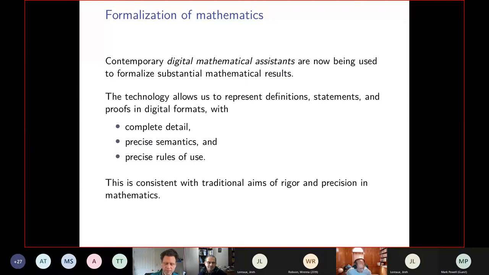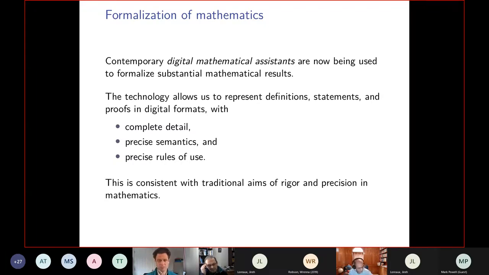And so just to set a little bit of broader context in terms of proof assistants, I prefer to use the phrase digital mathematical assistance because proof assistants really can be used for a lot more than proof. But they're now being used to formalize substantial mathematical results, and the technology, at the core, basically is a way of representing mathematical content in a digital way. So it allows you to represent definitions and statements and proofs in such a way that you've got complete detail and very precise semantics and very precise rules of use, to the point where the computer can check the grammar and the rules and make sure that they've been applied.